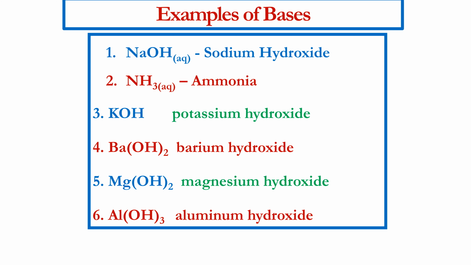We now look at examples of bases. Some of the examples of bases are sodium hydroxide, NaOH, ammonia, NH3, potassium hydroxide, barium hydroxide, magnesium hydroxide, aluminum hydroxide, and many others.